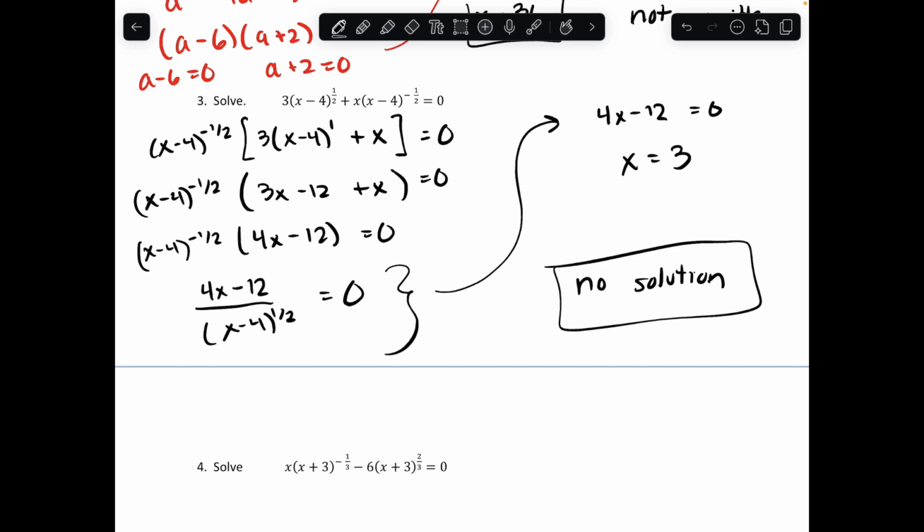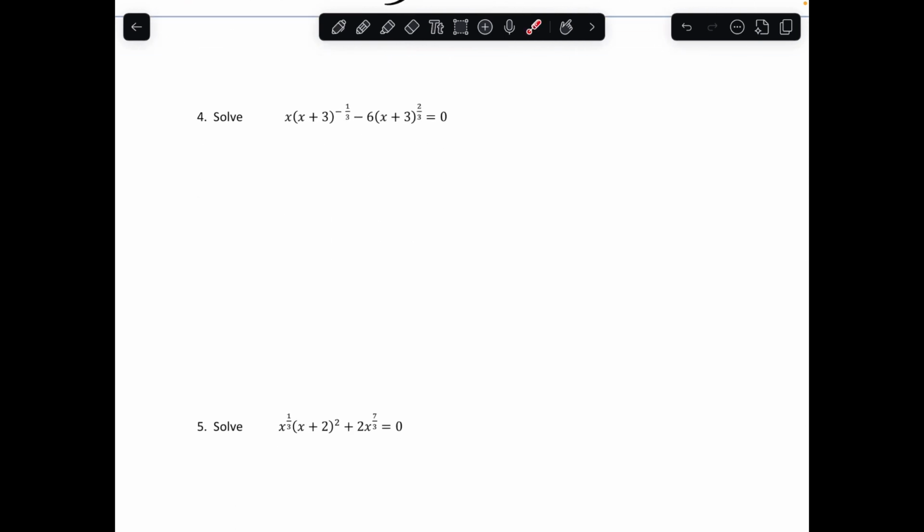So let's go ahead and try out number 4. Now number 4 is similar. We have an x plus 3 in both of these terms. And so let's go ahead and factor out this x plus 3 to the negative 1/3. If we do, we're going to have x plus 3 to the negative 1/3 times x minus 6 times x plus 3. 2/3 minus negative 1/3 is going to give us 1. And then this whole thing is equal to 0.